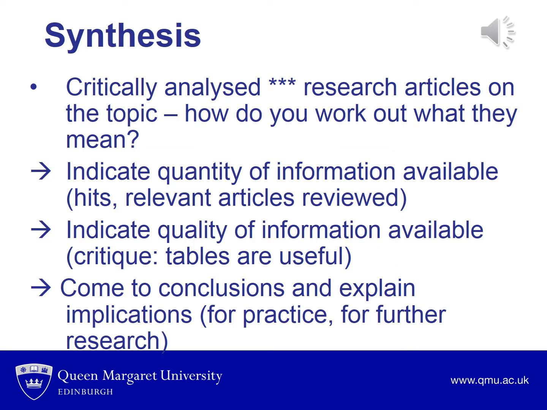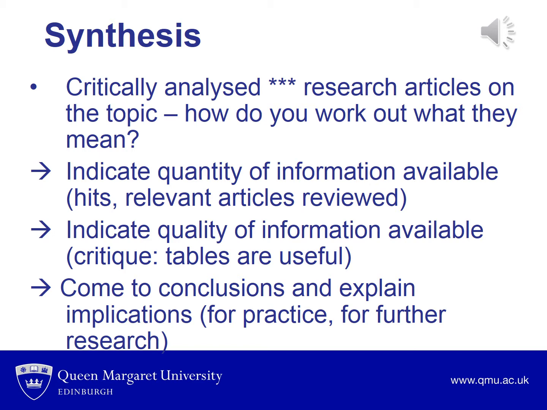Okay, say you have now selected your literature and have critiqued the selected articles. How do you move forward? How do you work out what they mean? First of all, indicate quantity of information available. You could do this by stating number of relevant articles reviewed, how many studies were available, and whether you decided to filter from the available studies. You should then indicate the quality of information available, which is through your critique.